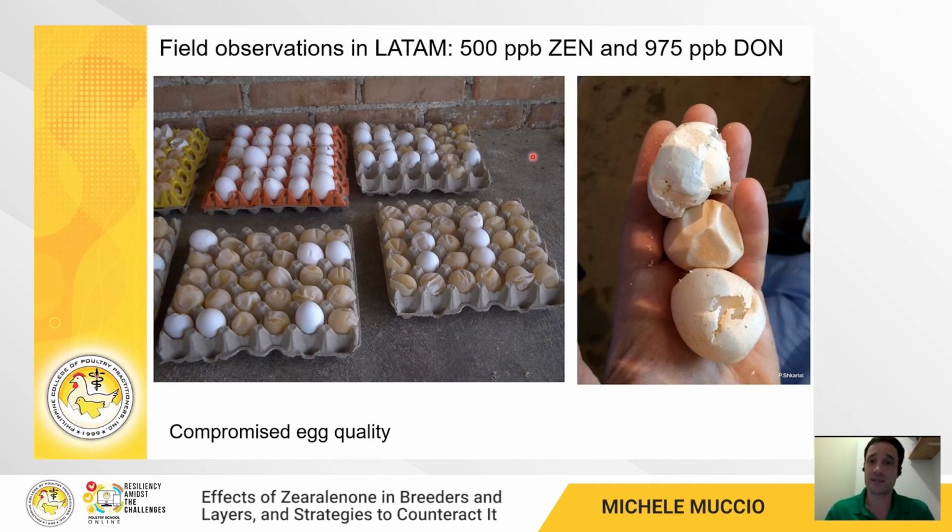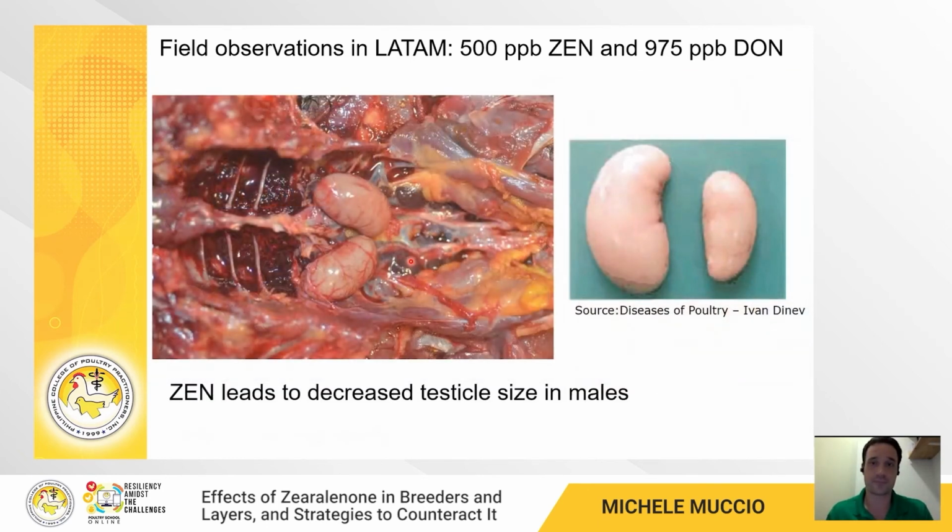You can see that already with these levels of mycotoxins, the customer had terrible egg quality, and also the eggshell was completely compromised by the simultaneous presence of those mycotoxins. This is also the same farm where we saw that these concentrations of zearalenone actually led to a decrease in the testicle size in males.